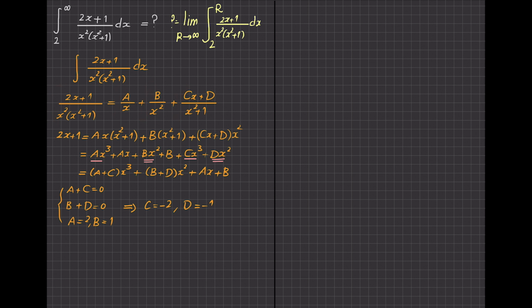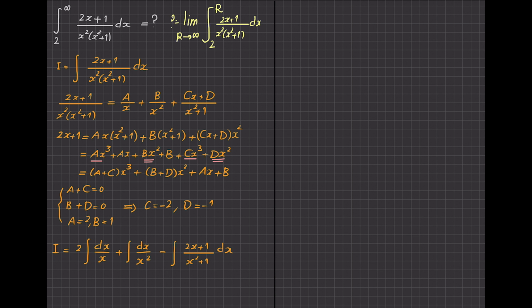Okay, so let me call this integral I. So I becomes equal to, A is 2 here, 2 goes out, I have integral dx over x. The next one is B over x squared, but B is 1, so this becomes simply dx over x squared. And the third one, I have minus 2 minus 1, I pull a minus sign out, so this becomes the integral of 2x plus 1 over x squared plus 1. And then I have dx here.